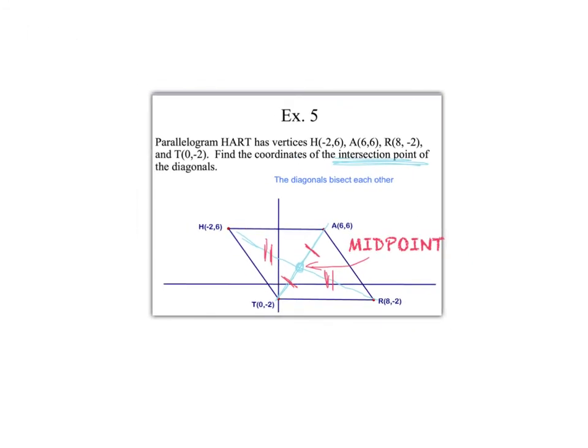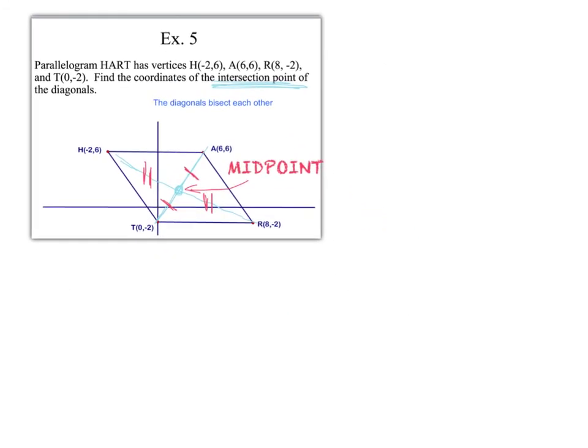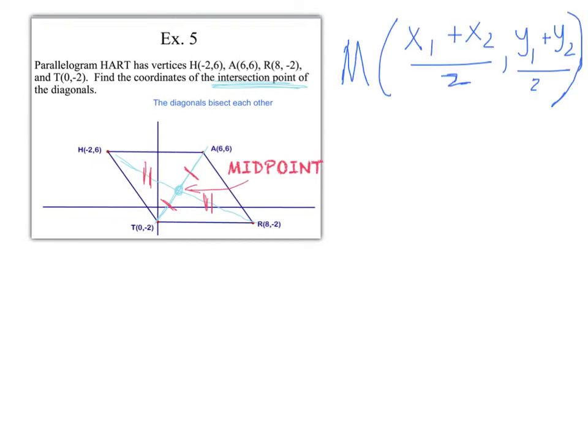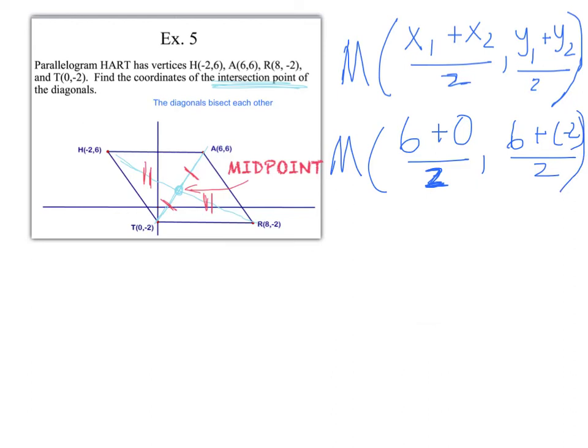Let me see, can I shrink this and move it over here? Alright, so now I got some space to work. Midpoint formula, what is it? Hopefully you said something like that. So I'll plug in my points. So I think I have 6 plus nothing over 2. That's a 2. Alright, and then I have 6 plus negative 2 over 2.